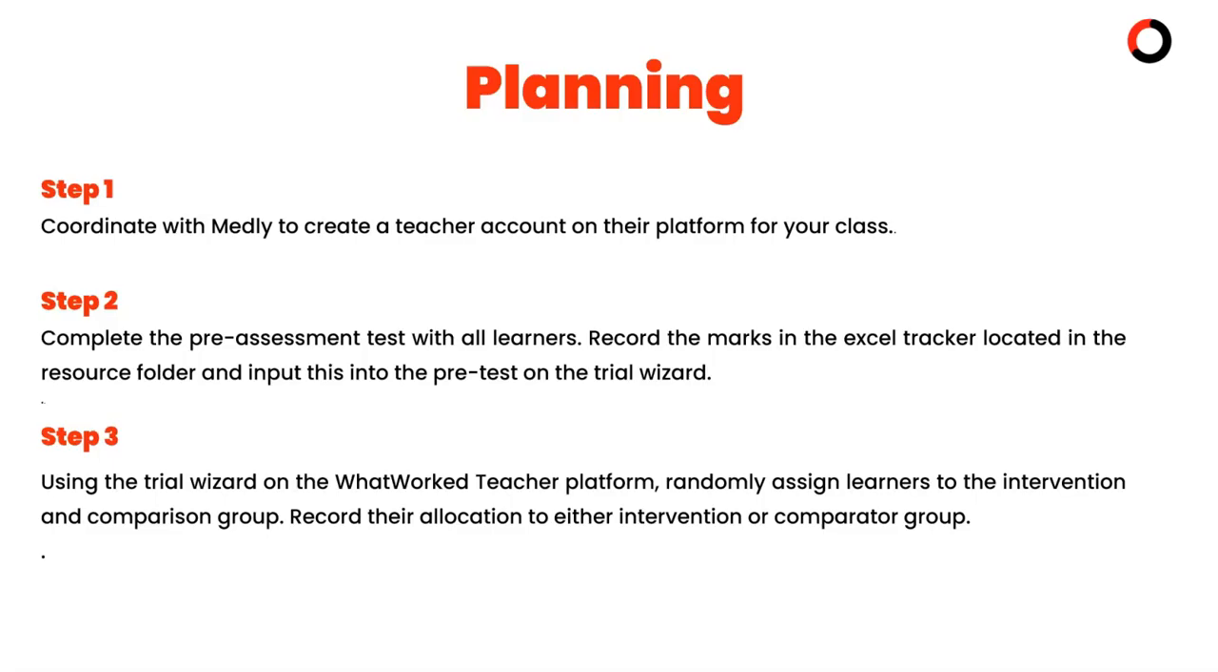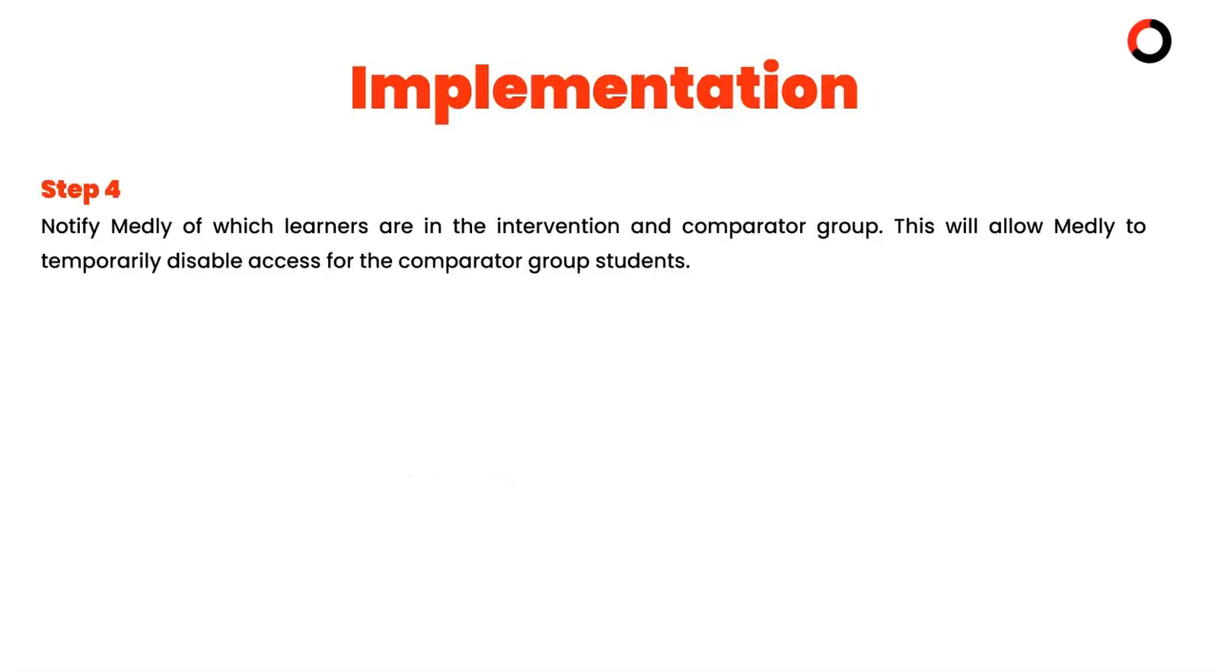Step 3. Using the trial wizard on the What Worked Teachers platform, randomly assign learners to the intervention and comparison group. Record their allocation in either the intervention or comparator group in the Excel tracking file. Step 4. Notify Medley of which learners are in the intervention and comparator group. This will allow Medley to temporarily disable access for the comparator group students.